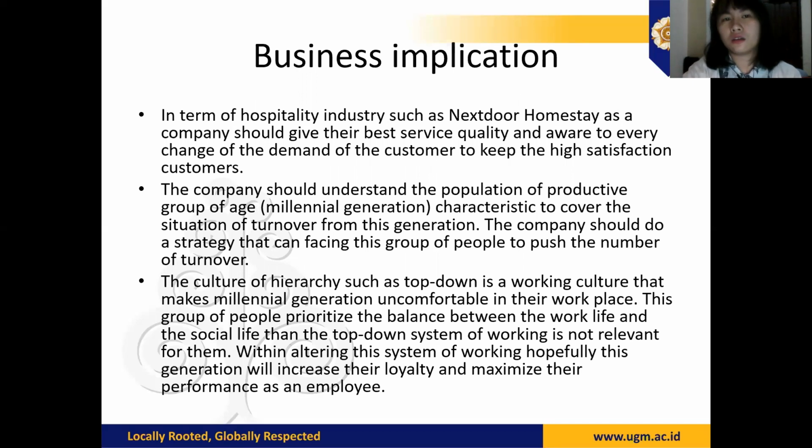The second business implication is that the company should understand the productive age population group, so it can reduce the turnover from this generation. The third one is that the culture of hierarchy, such as top-down working culture, should be replaced with more flexible management because it's not suitable for the millennial generation.